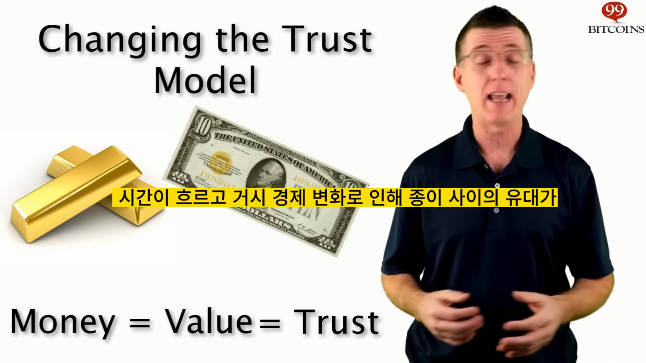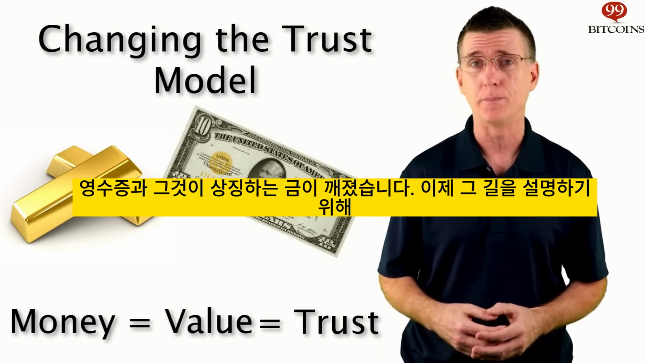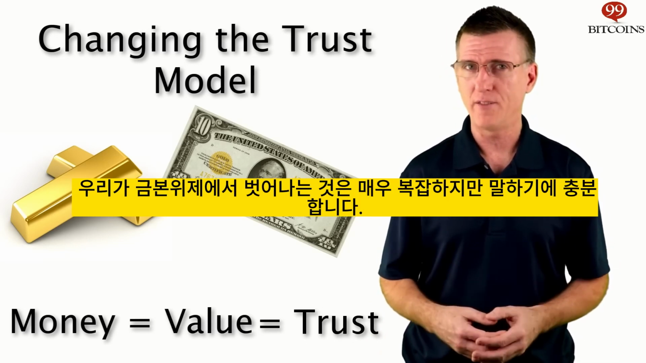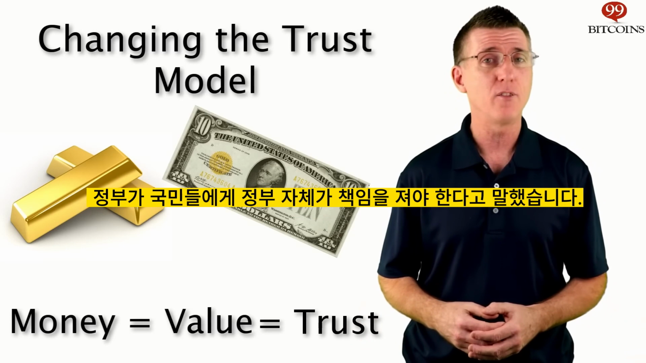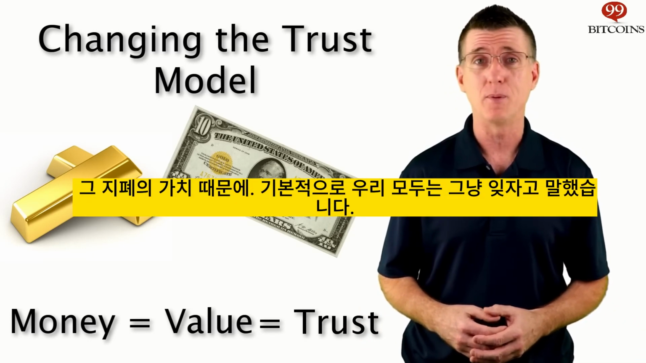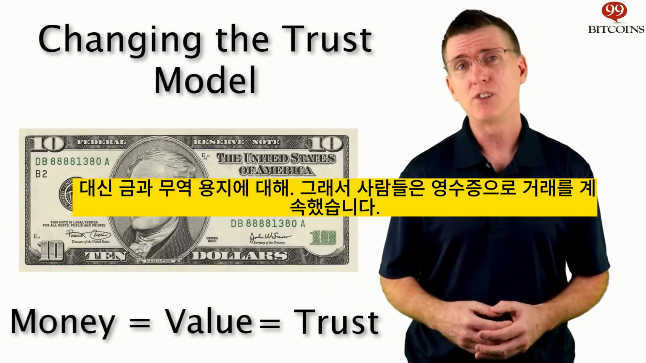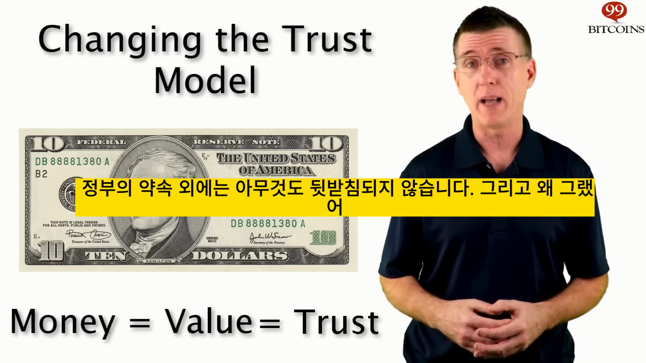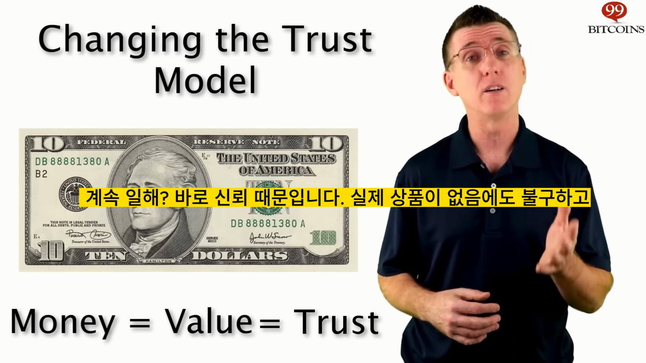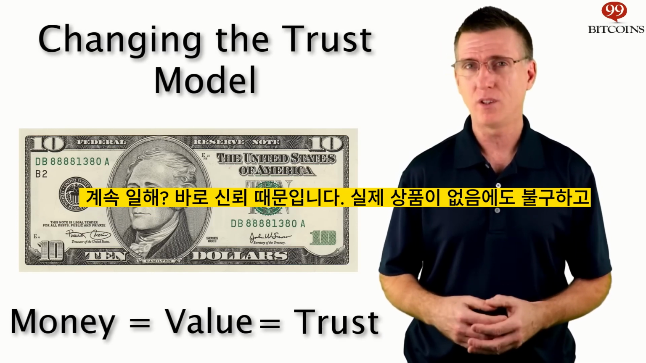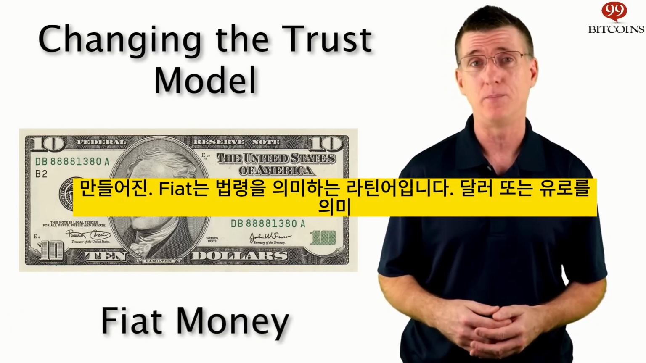However, as time progressed and due to macroeconomic changes, this bond between the paper receipt and the gold it stands for was broken. Now, to explain the path that led us away from the gold standard is extremely complex, but suffice to say that governments told their people that the government itself would be liable for the value of that paper money. Basically, we all said, let's just forget about gold and trade paper instead. So, people continued to trade with receipts that are backed by nothing but the government's promise. And why did that continue to work? Well, because of trust. Even though there is no actual commodity backing paper money, people trusted the government, and that's how fiat money was created.